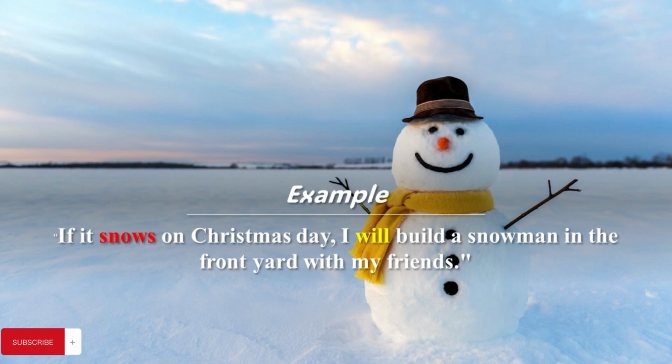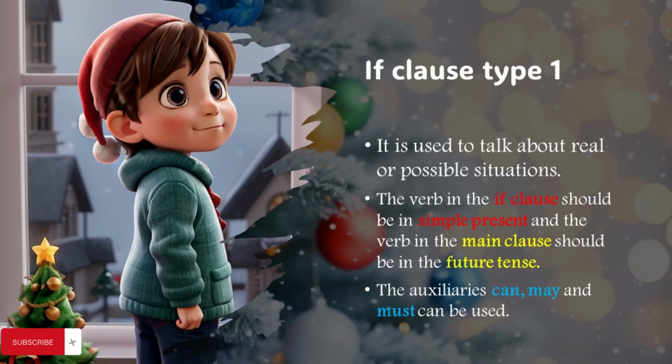And then, in the main clause, I will build a snowman in the front yard with my friends. We are using the future simple tense. This expresses the action that will happen if the condition in the present, which is snowing, is fulfilled. So, we are planning to build a snowman in the future. Remember, we can use can, may, and must as auxiliaries.